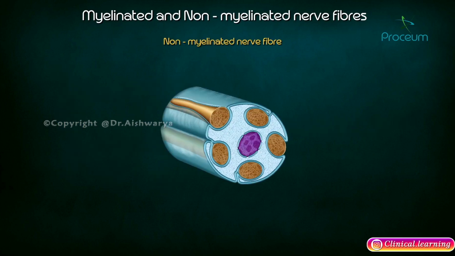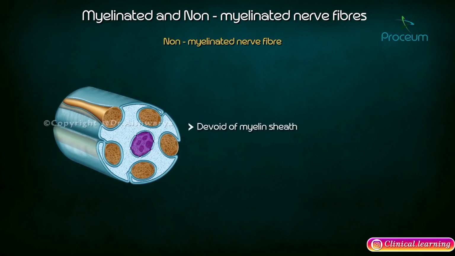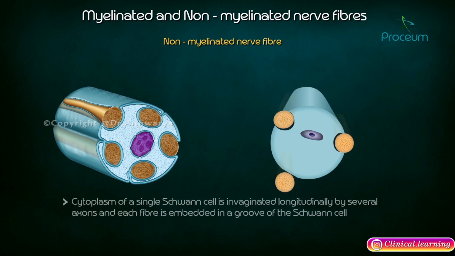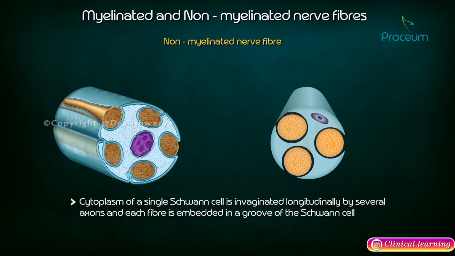Now if you see the non-myelinated nerve fiber, these nerve fibers are devoid of myelin sheath but are surrounded by Schwann cells differently from a myelinated nerve fiber. Here, the cytoplasm of a single Schwann cell is invaginated longitudinally by several axons, and each fiber is embedded in a groove of the Schwann cell. So this is what you need to know about the myelinated as well as the non-myelinated or unmyelinated nerve fibers.